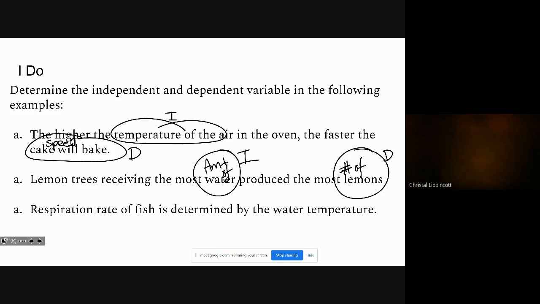All right, respiration rate of the fish is determined by the water temperature. So what depends on what? Right. So this is going to be my respiration. So this is going to be my dependent variable, and the water temperature is going to be my independent. Easy enough? Okay. And then you can use your dry mix to figure out which one goes on which axis.